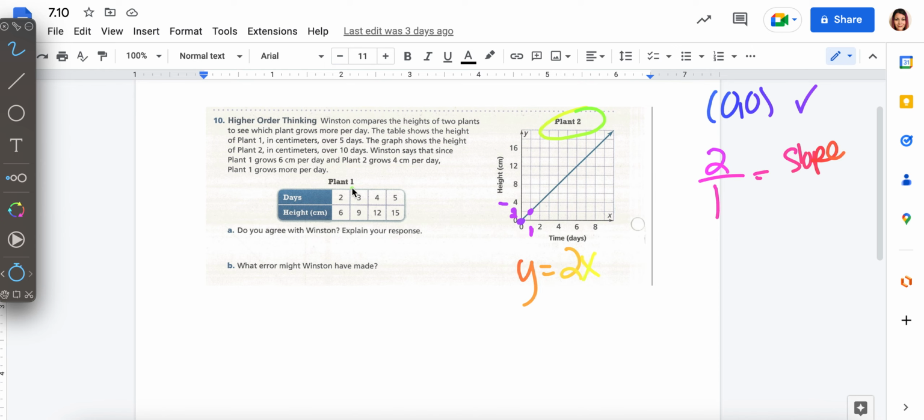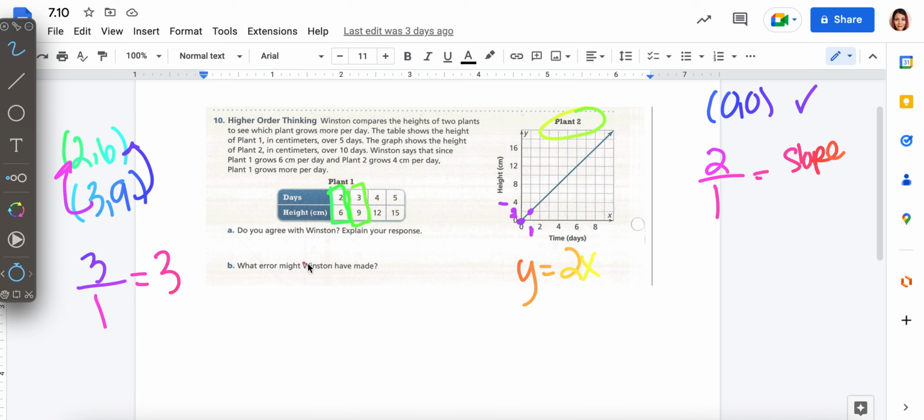So the slope here from a table is we can do the change in y's over the change in x's. So I'm going to pick the point 2, 6 and the point 3, 9, and I'm going to do my change in y's. 9 minus 6 is 3, and 3 minus 2 is 1. So my slope here is 3. So my equation, I can write it y equals 3x.